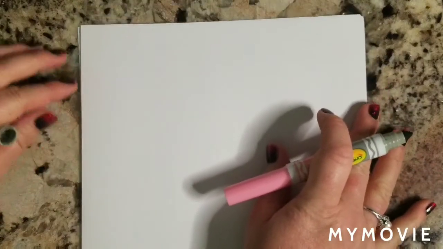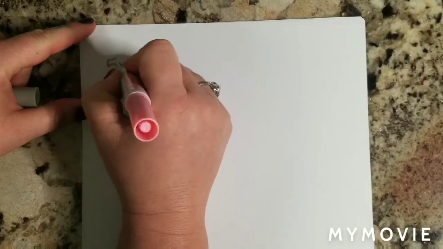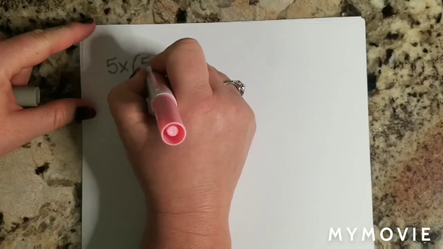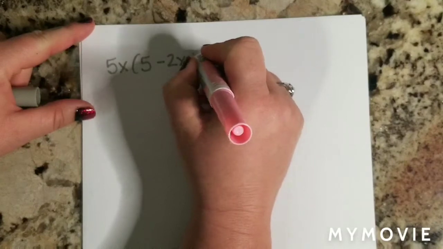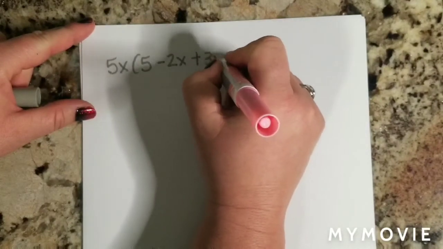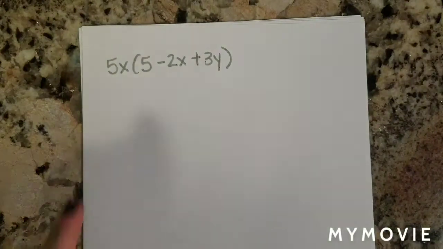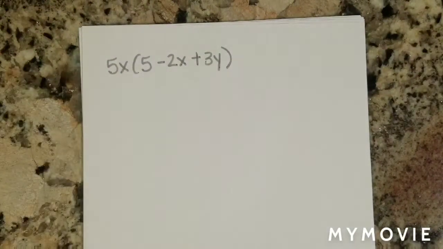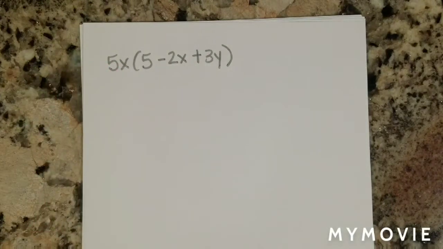This time, let's add another variable. What if we had 5x times 5 minus 2x plus 3y? What would that look like if we distributed 5x? Because we don't know what x is, but we can distribute that. So let's trick or treat all the houses.